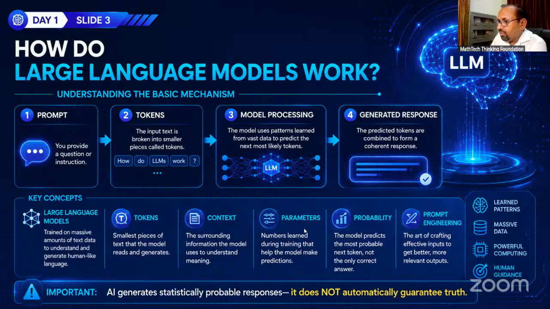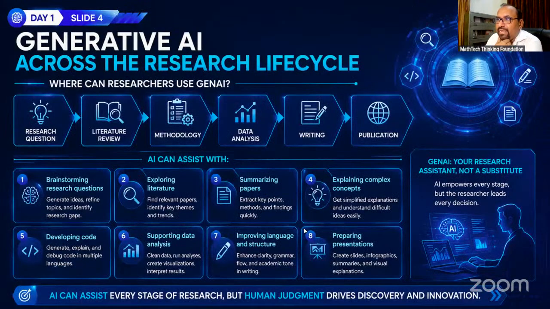Next, we have generative AI across the research life cycle. Where can a researcher use generative AI tools? Research question, literature review, methodology, data analysis, writing, and publication. This is the complete cycle. Now we need to discuss where generative AI can support us throughout the research life cycle.